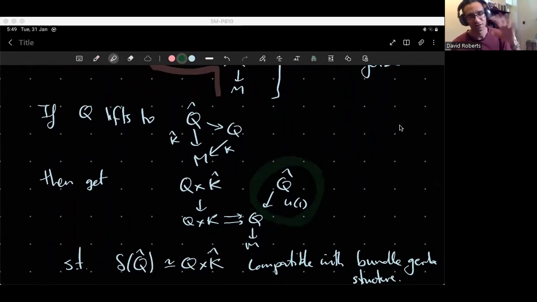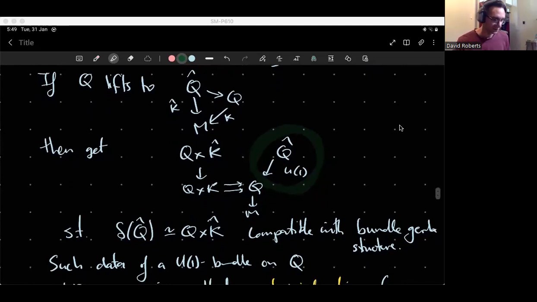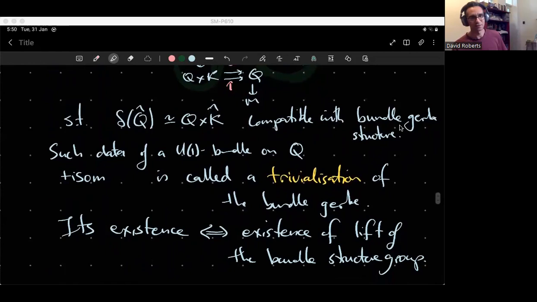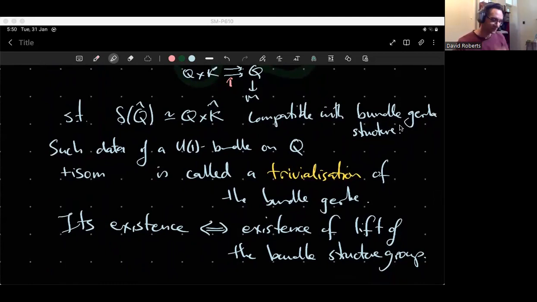If I pull back Q hat along these two maps, one is the projection on Q, and the other is the action of K on Q, because it's a K bundle, then I get an isomorphism to my existing bundle here, and there's some compatibility. Such data, where I have an extra U(1) bundle floating around and some isomorphism, is called a trivialization of the bundle gerbe. And the existence of this trivialization is exactly equivalent to the existence of the lift of the structure group of my original bundle.